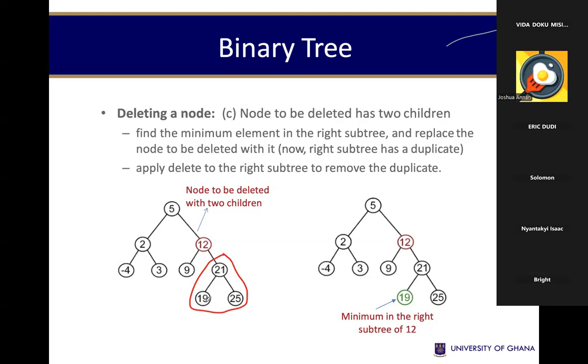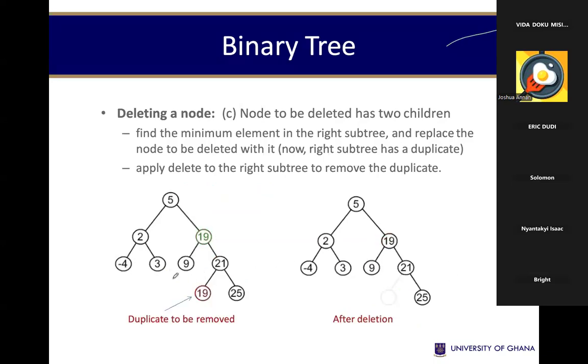Now, once I identify 19 as the minimum element, the next thing I'm going to do is replace the node to be deleted with it. So I'm going to replace this 12 with a 19. So now I'm going to have this 19 here, which is used to replace the 12. So I'm going to have 19, 19. Then when I'm done, all I'm going to do is set this 21 pointing it to here. Once I do that, then the whole of this will vanish. Work is done. If it is this case, then I'm done.